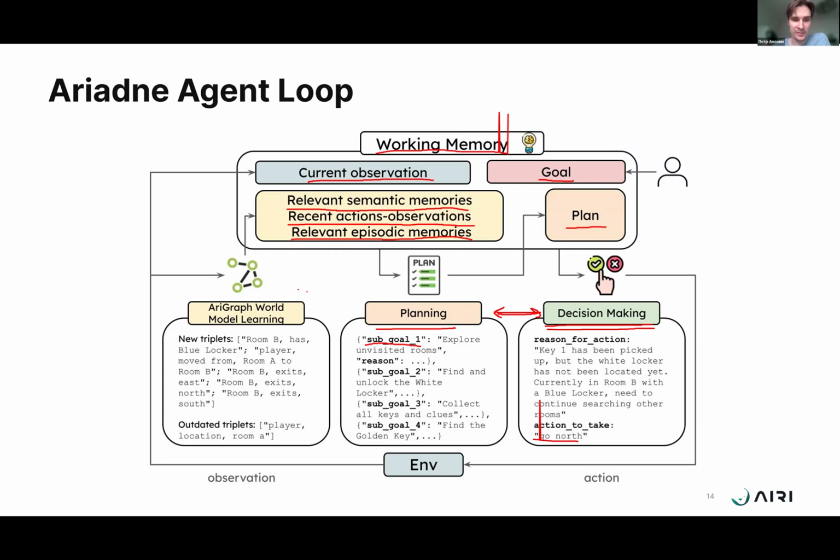Our main contribution is the memory model. We call it AriGraph. It's basically a knowledge graph that is updated at every step of the environment, and it provides the semantic memories and later the episodic memories also for the planning and decision-making agent.